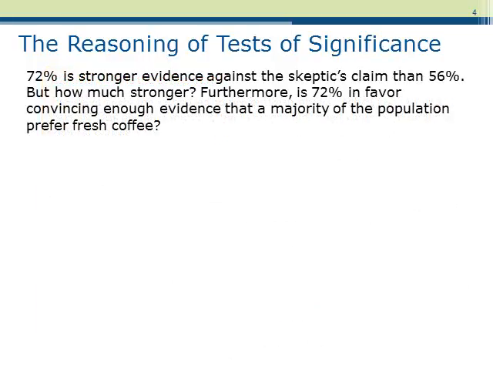72% is stronger evidence against the skeptic's claim than 56%. But how much stronger is it? Furthermore, is 72% in favor convincing enough evidence that the majority of the population prefer fresh coffee? To try and answer these questions, we need a framework.